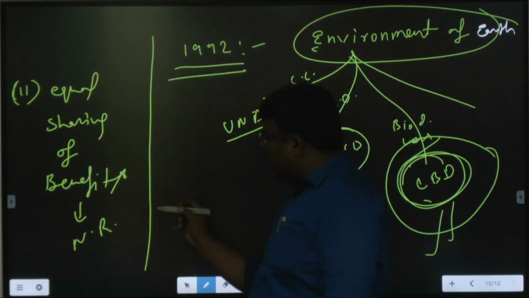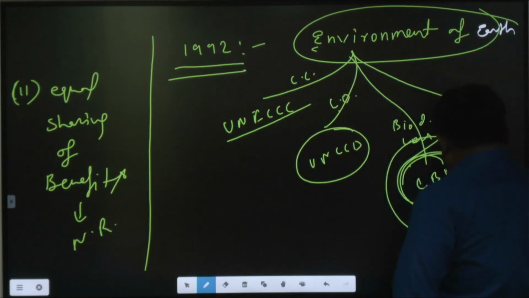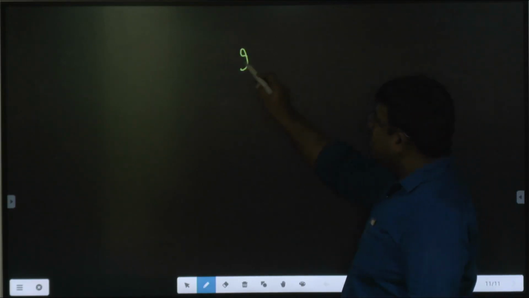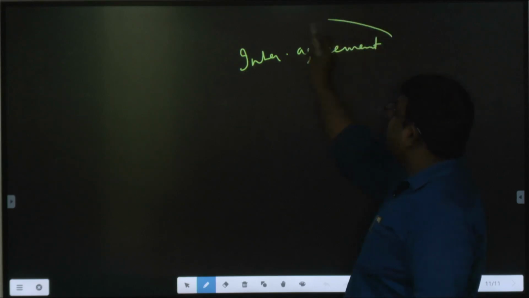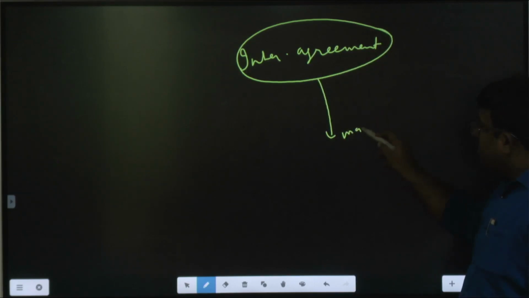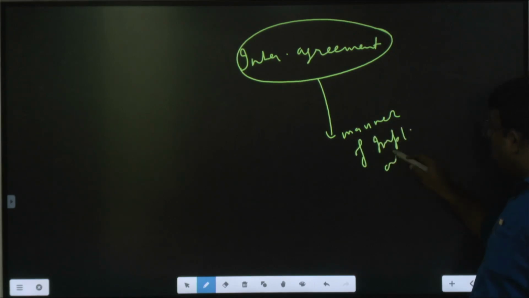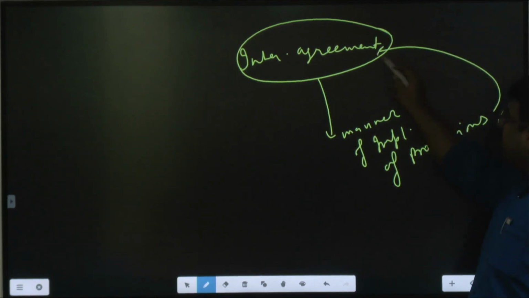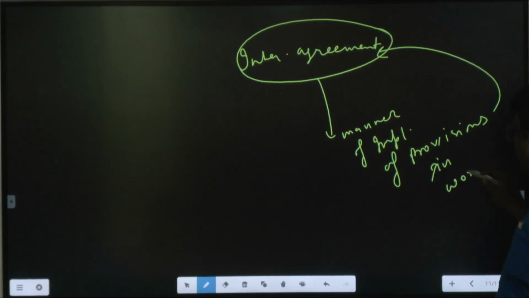So when we consider any international level agreement, I'm going to present information about the very manner of implementation of provisions of that agreement. You can say, in the entire world, how are those provisions of the agreement actually implemented? What is the manner of it?